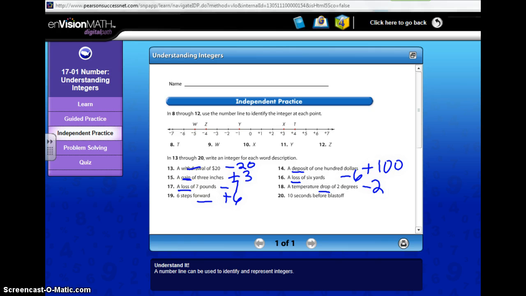I bet you guys have heard of rockets that take off and you start at 10 and you count backwards. It's going to be negative 10. Positive 10 would be 10 seconds after takeoff. Here's our key word, before: negative 10. Ooh, that was a tricky one, huh? I guess so.